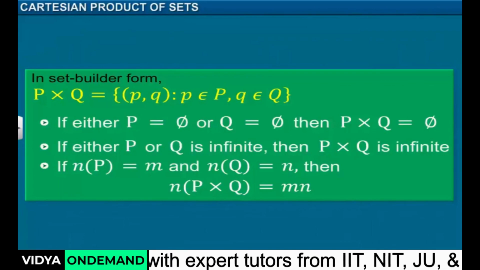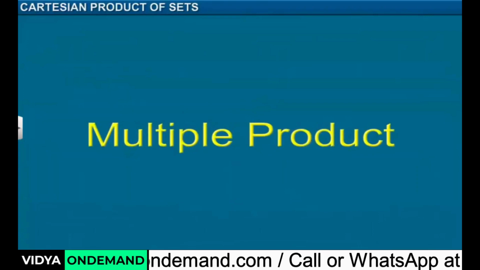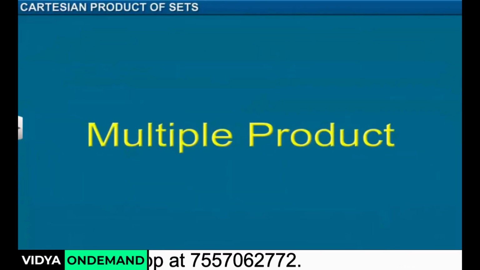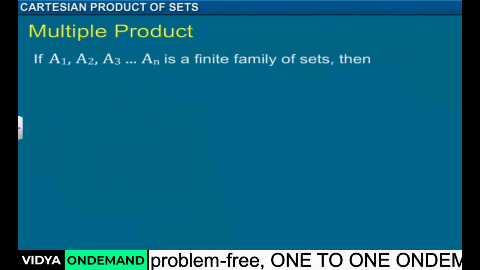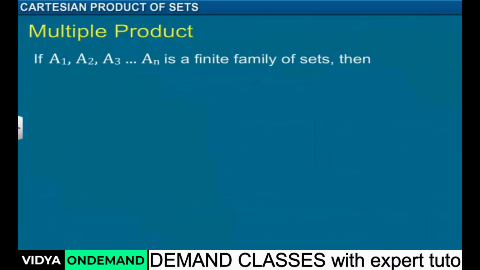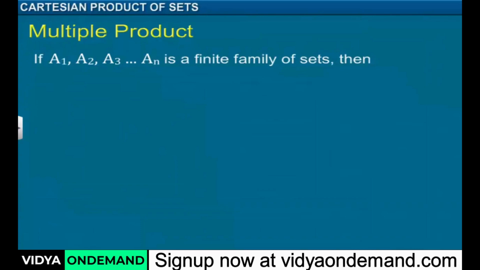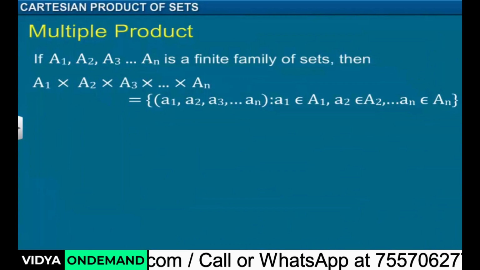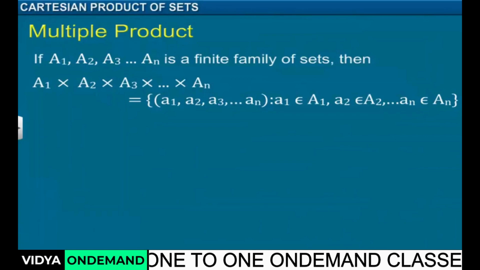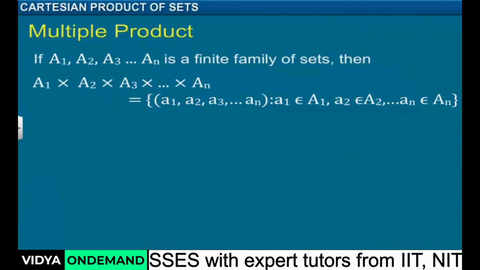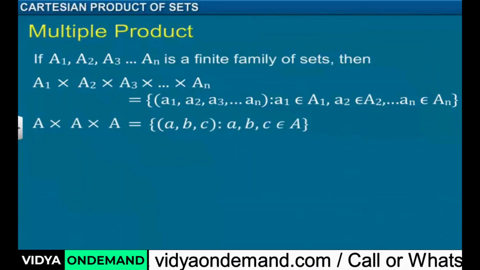The product operation of sets can also be applied to a series of sets in sequence. If A1, A2, A3, up to An is a finite family of sets, then their Cartesian product is symbolically represented as the product of the given finite sets as shown. This is equal to the set of all ordered tuples consisting of the elements from each set. Hence, the Cartesian product of non-empty set A with itself 3 times is the set of all ordered triplets such that each element of the ordered triplet is from set A.